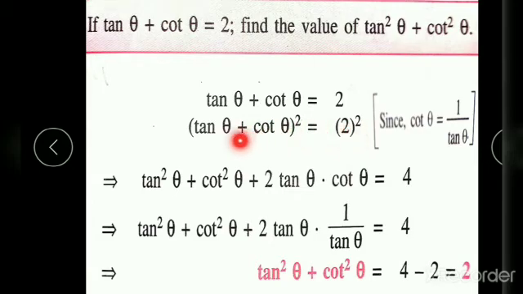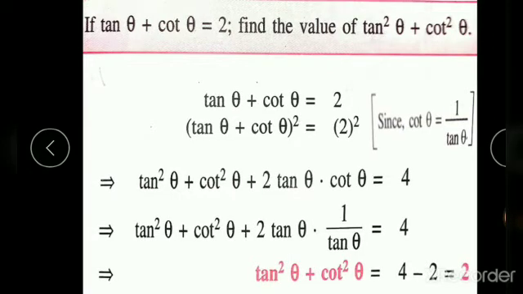So when you square it, so you get tan theta plus cot theta whole square. That is nothing but A plus B whole square. Here A is tan theta plus B is cot theta you have. So what is the formula for A plus B whole square? It is A square plus B square plus 2AB. So substitute that. When you substitute, that is A square is tan square theta plus B square is cot square theta plus 2AB. That is 2 tan theta into cot theta is equals to 2 square is nothing but 4.